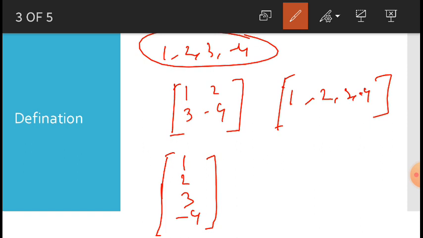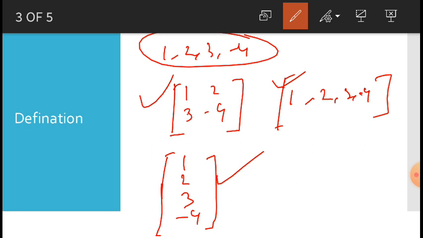One arrangement represents a system of linear equations with two unknown variables and two equations. Here the number of equations is 1 and the number of unknown variables is 4. And here the number of equations is 4 and the number of unknown variables is 1. In this way you can form a matrix. This is the main definition of the matrix.